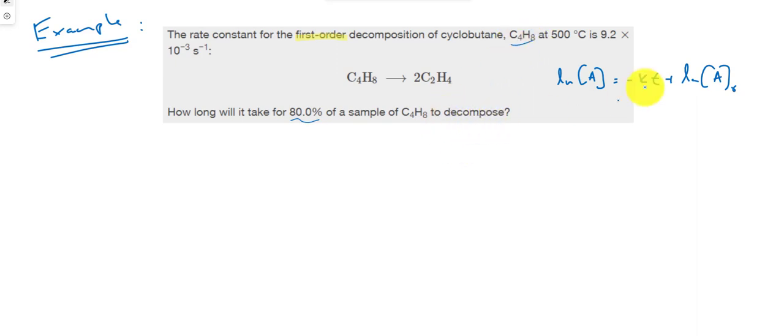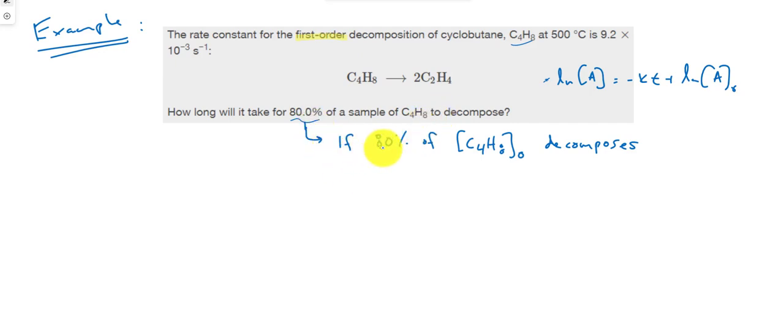And we're being asked how long it will take for 80% of a sample of this molecule to actually decompose. We know it's first order, so I just wrote up the expression that we've been dealing with for this whole video. So the first thing to really interpret is, what does this mean? How long will it take for 80% of the sample to decompose? And it's nice to say this out loud or write it out.